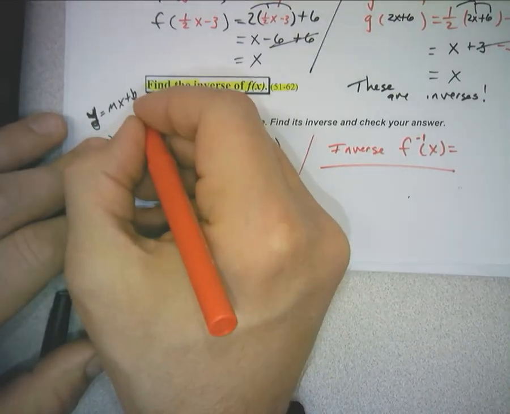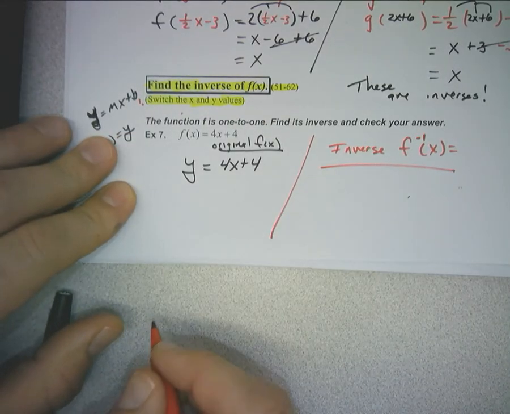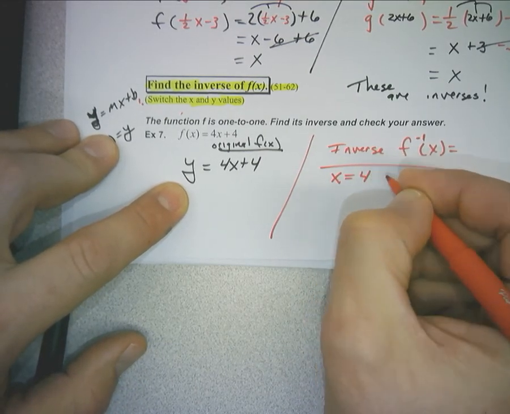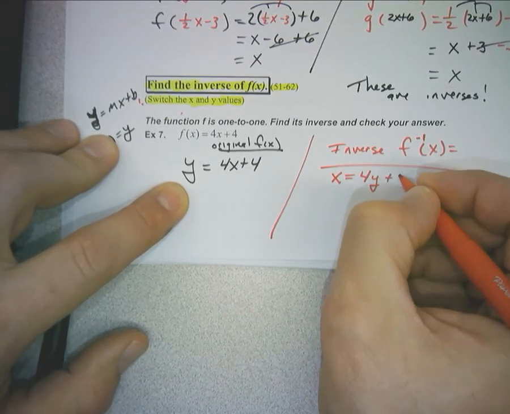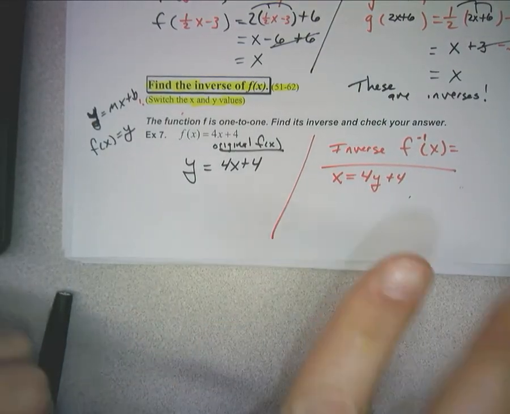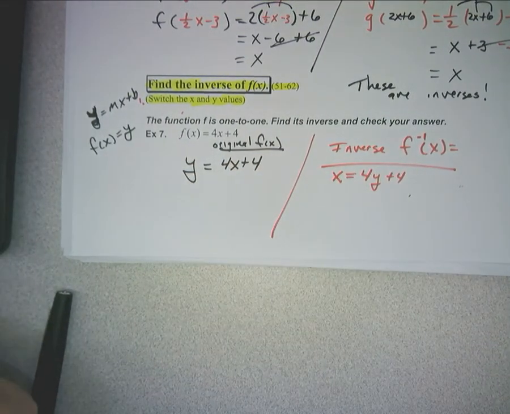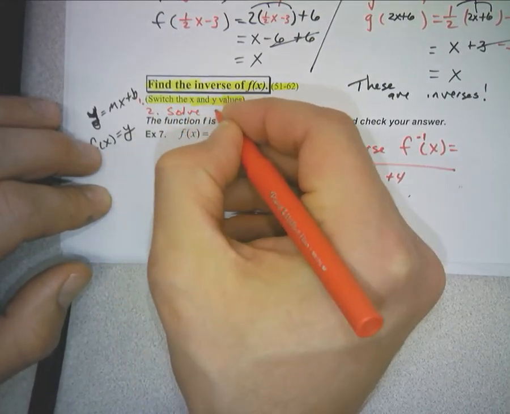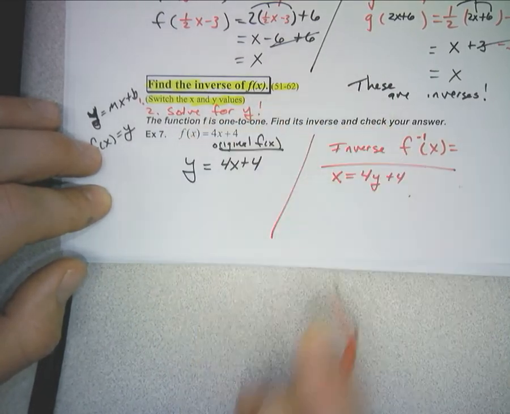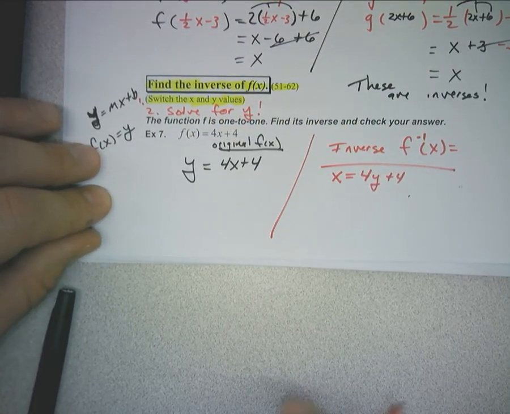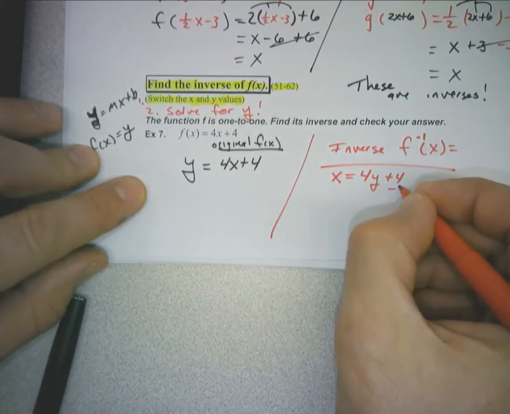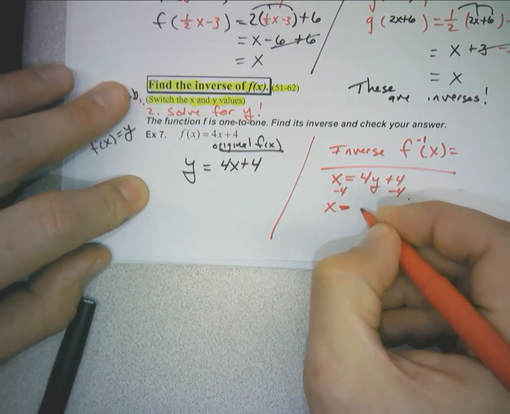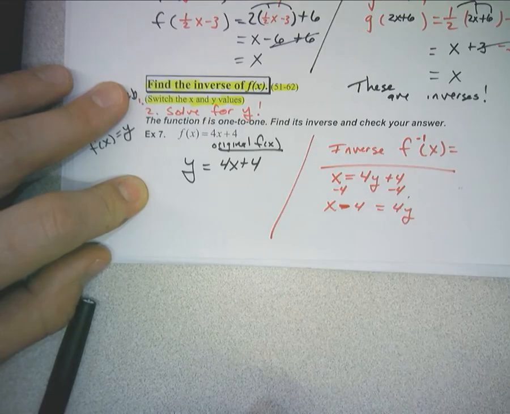Step 1, switch x and y values. These are going to flip-flop. Instead of y equals, I'm going to do x equals, and instead of 4x, I'm going to do 4y plus 4. All I did was take my x's and y's and flip-flop them. That's step 1. Step 2, solve for y. I've got to get this y by itself. I'm going to subtract the 4 over: x minus 4 equals 4y.